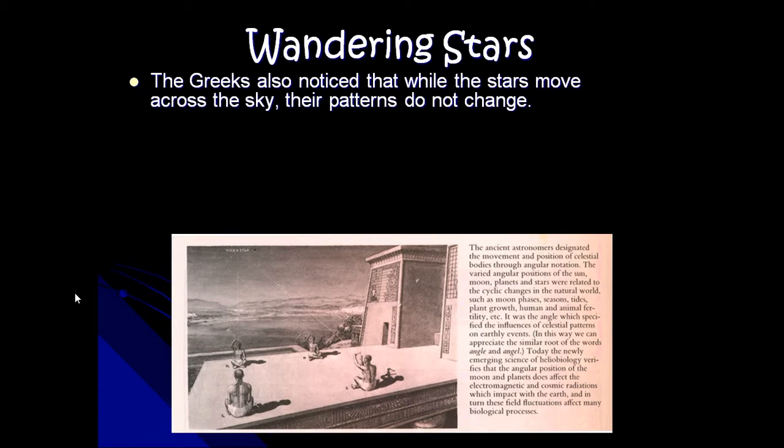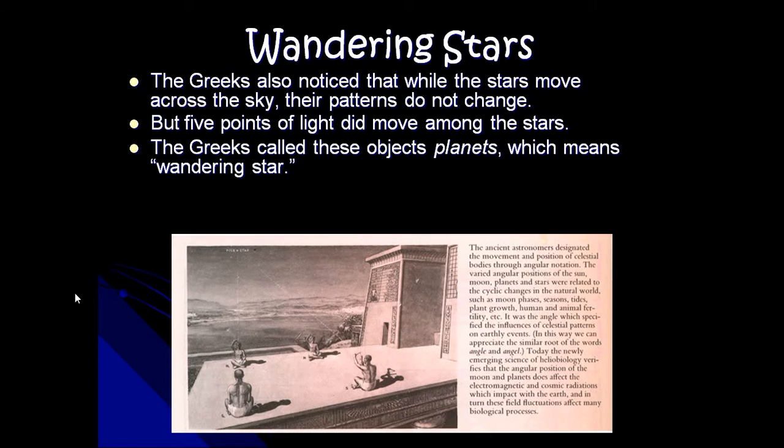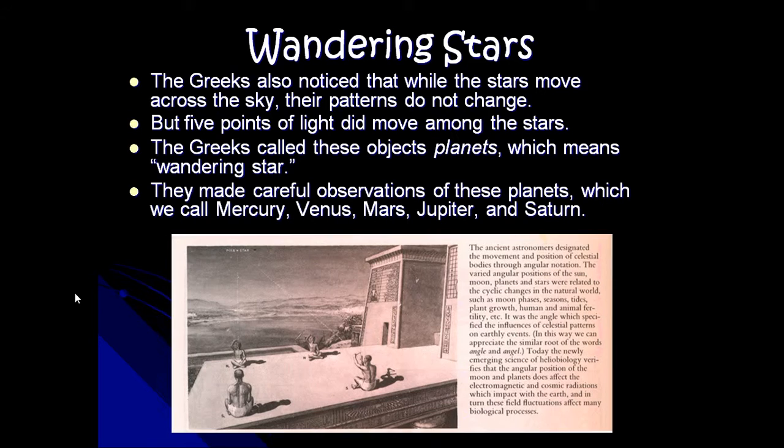Wandering stars. The Greeks also noticed that while the stars moved across the sky, their patterns did not change. But 5 points of light did move among those stars. And if you can guess, those moving stars were likely to refer to planets. In fact, the Greeks called these objects planets, which means wandering star. They made careful observations of these planets, which included Mercury, Venus, Mars, Jupiter, and Saturn.